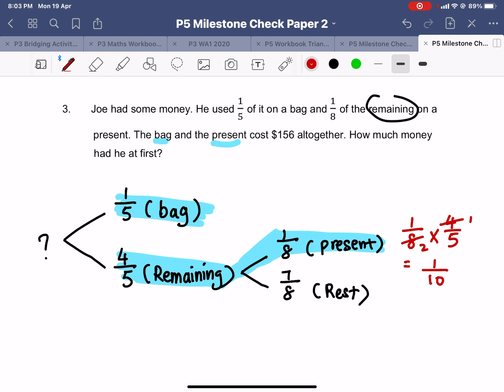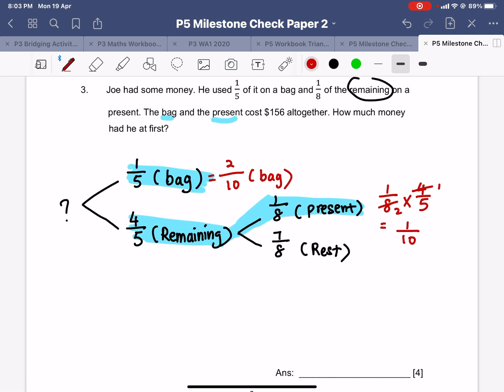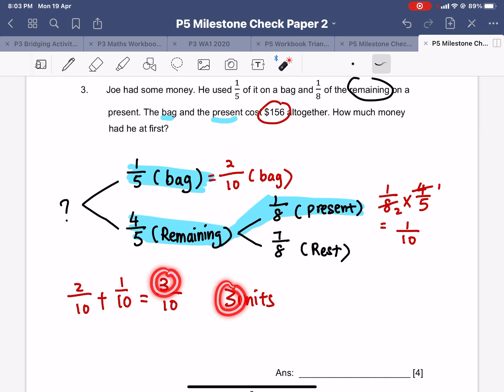And for the back, because the denominator is 10, let's change the back into 10 also. Now it becomes 2/10. So the back is 2/10, and the present is 1/10. So the person actually spent a total of 3/10 on both. Did they say how much that is? That is $156. So put it simply, 3 units. Why is it 3 units? Because this 3 represents 3 units.